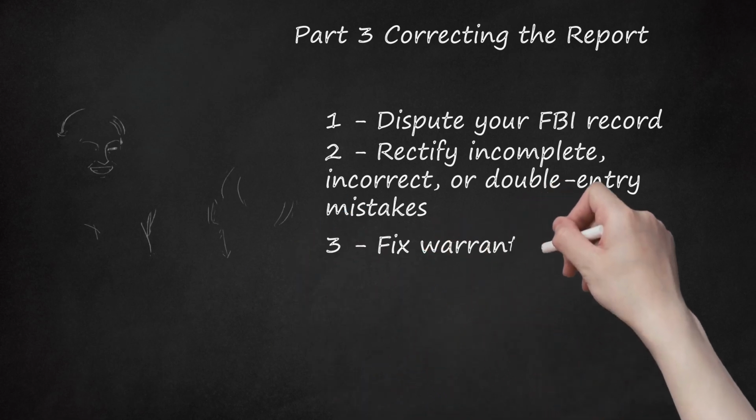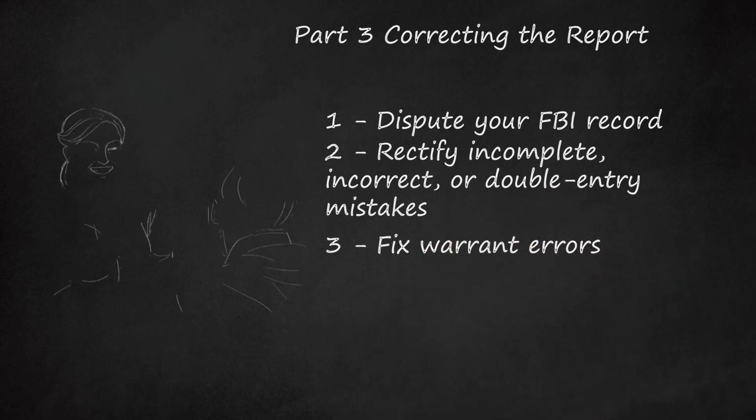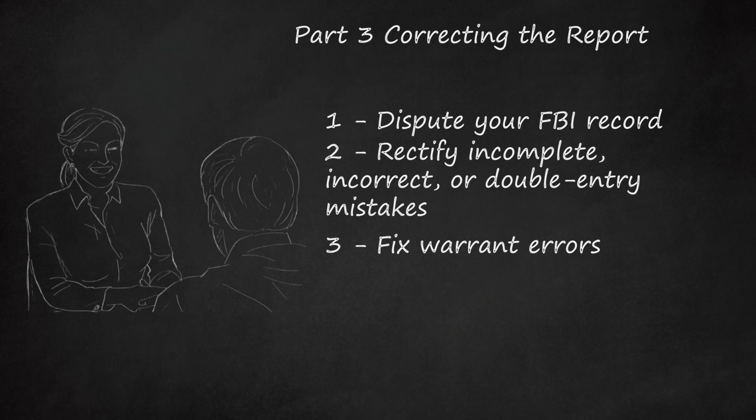3. Fix warrant errors. You could try calling the clerk at the government agency that issued the warrant, such as a police department or court, to see if you can resolve the issue. It's possible the warrant may no longer be active, but remains on the books due to a clerical error.